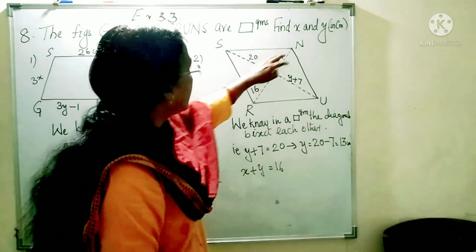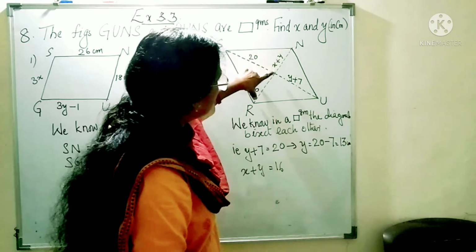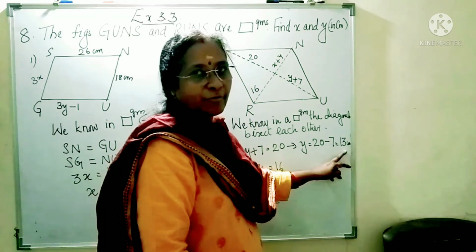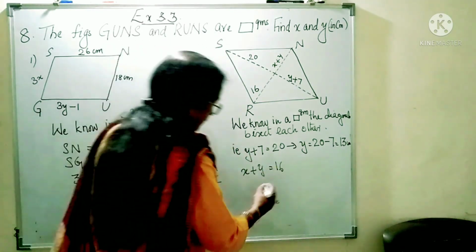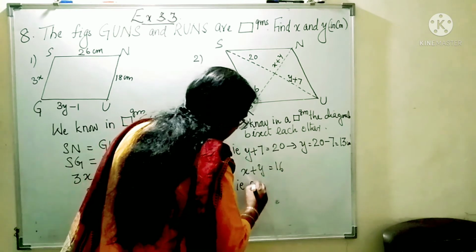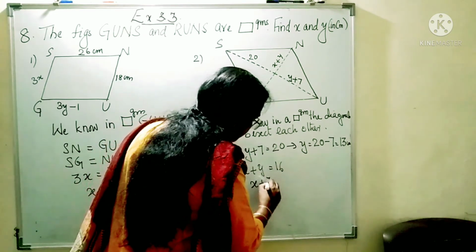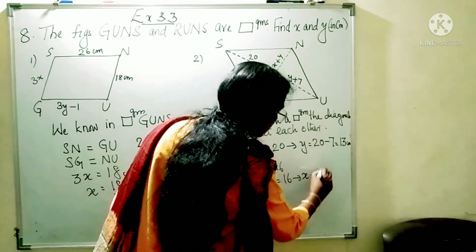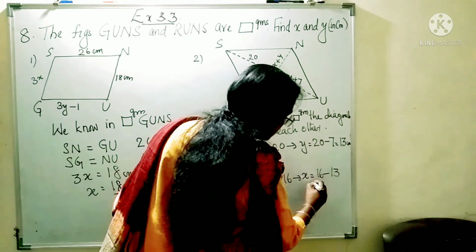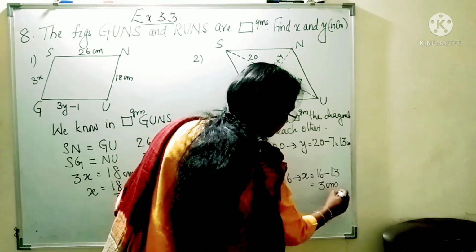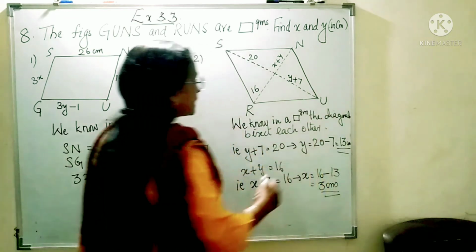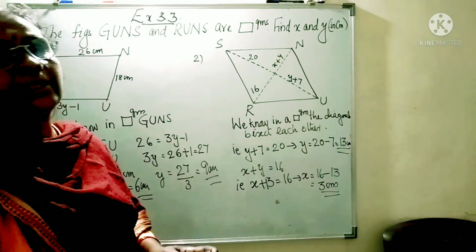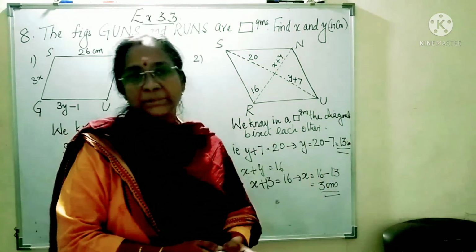Now x, see, x plus y is this part and this is 16. So x plus y is equal to 16. But you know the value of y. So what is y? 13. That is, x plus 13 is equal to 16. What is the value of x? 16 minus 13. That is 3 centimeters. So x is equal to 3 centimeters and y is equal to 13 centimeters.